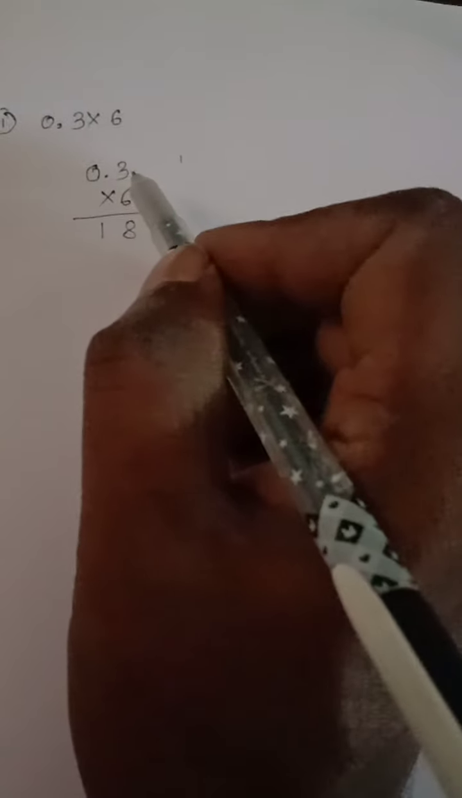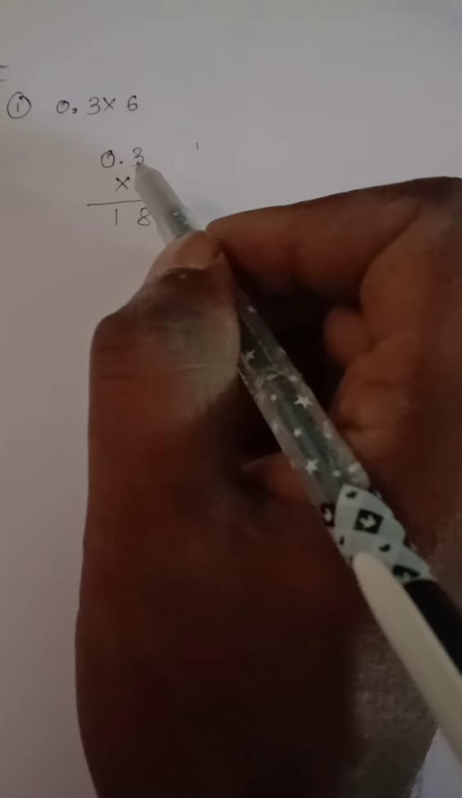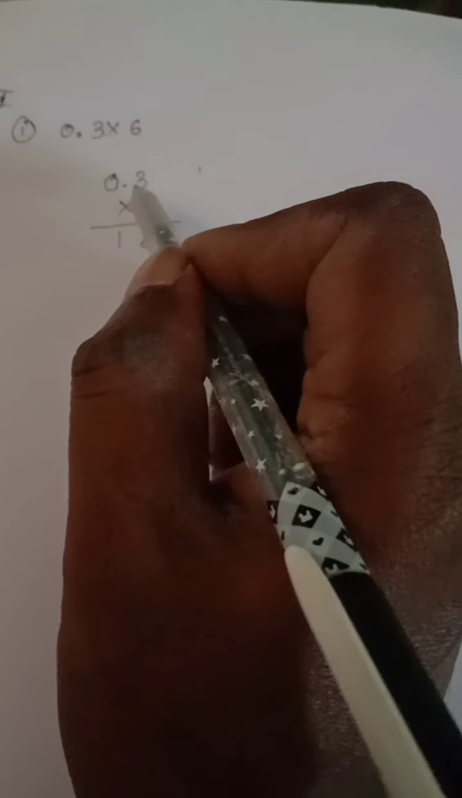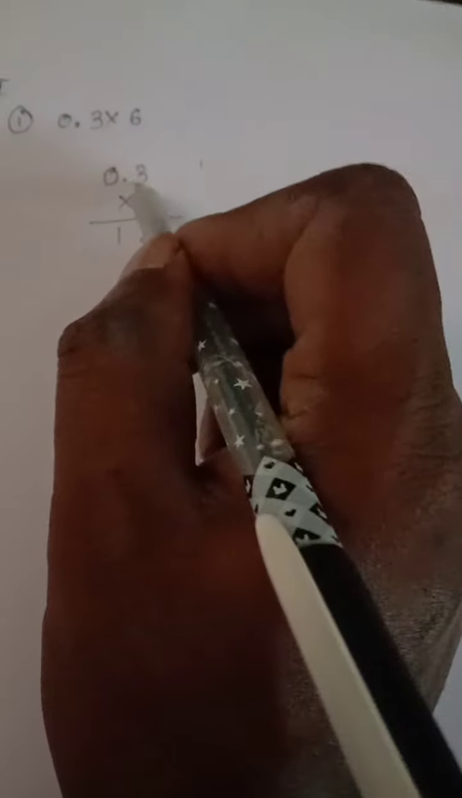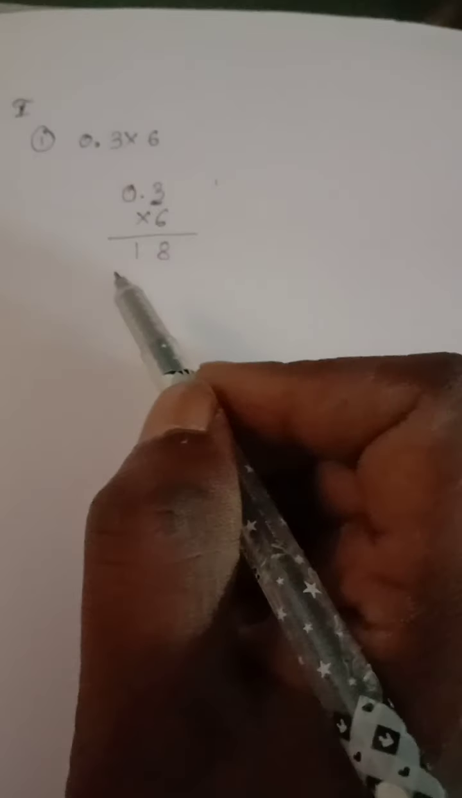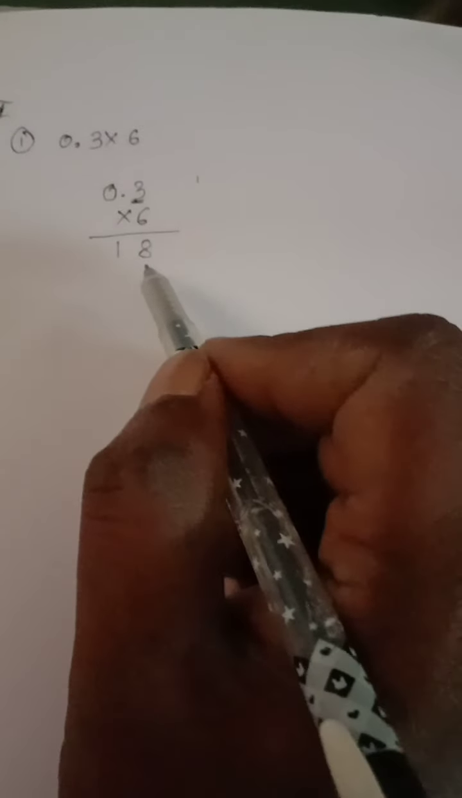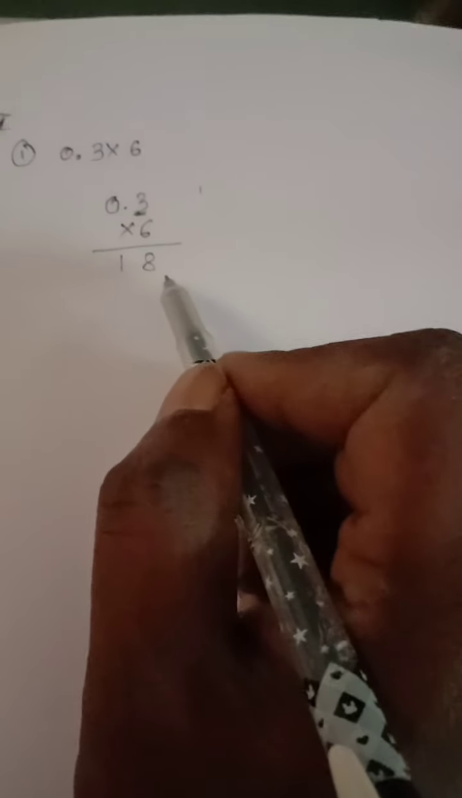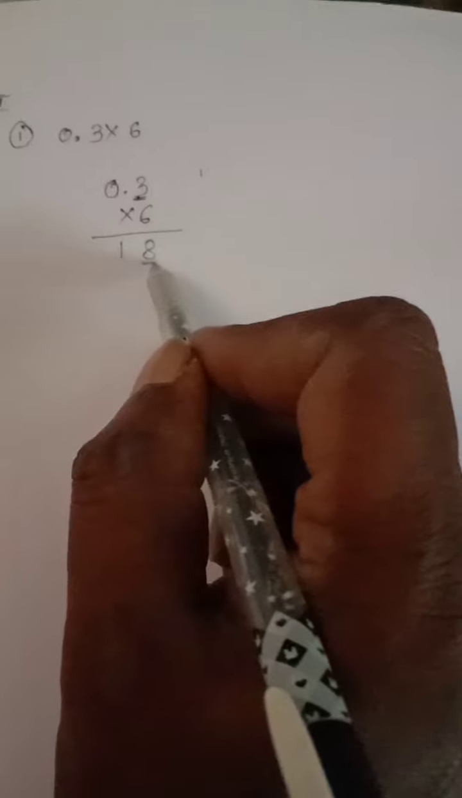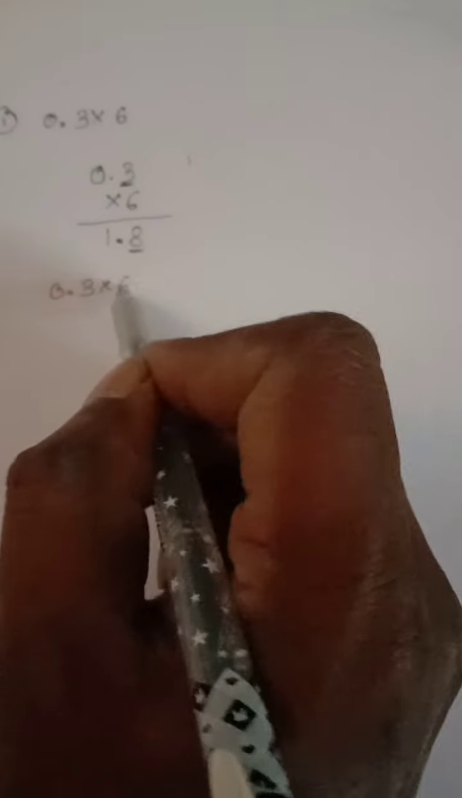You can count the digits in the decimal part. How many digits are there in the decimal part? See, only one digit. So you can put the point after one digit in the product, from right to left. One digit after, so we can write 0.3 into 6 is equal to 1.8.